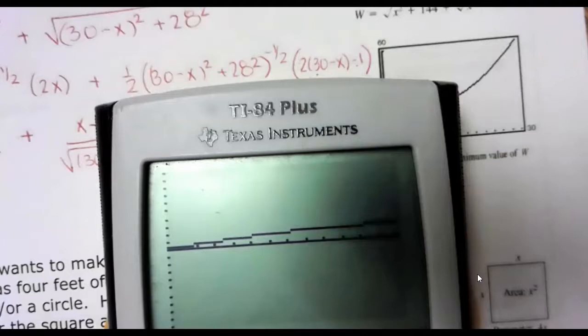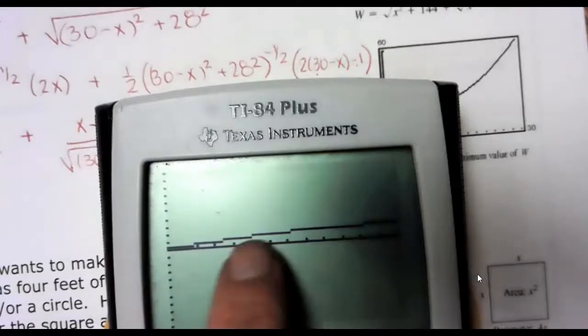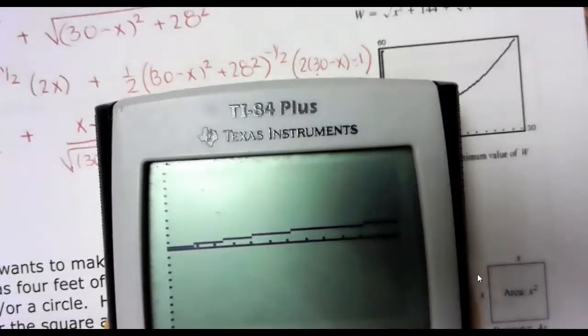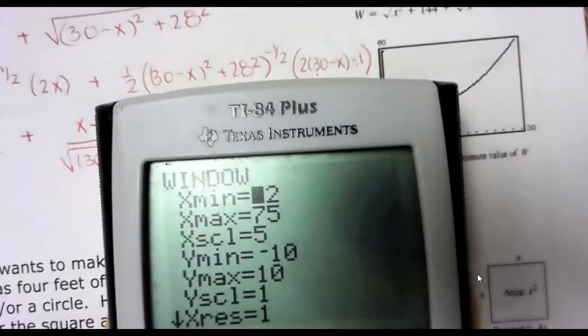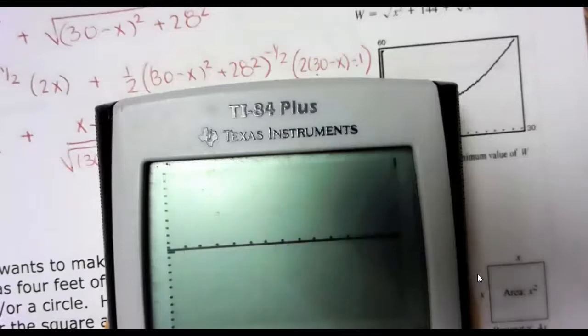Okay, so looks like there's something happening over here, and then it's increasing. So let's look in and see what's happening. Maybe I'm going to move my graph a little bit more that way, just to make it easier.